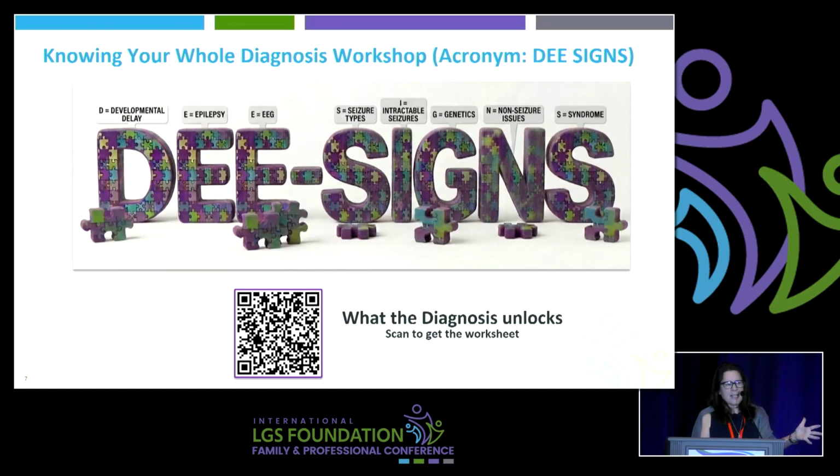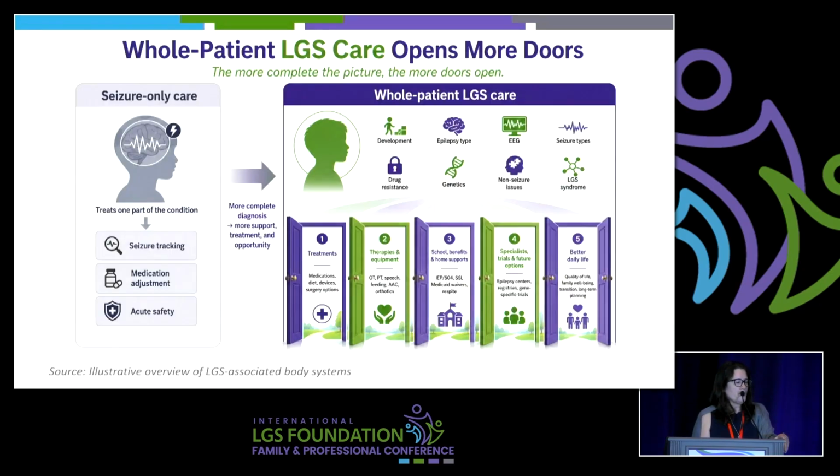And the first E is for epilepsy, the second E is for EEG, and then you've got seizure types, intractability of your epilepsy, genetics, syndrome is the last S, and the N is non-seizure issues. And we know that your loved ones can have 3, 4, 7, 10 non-seizure issues. So this is a complex picture we're painting, right? Good treatment now requires taking all of this into account, and all the non-seizure issues. And the sad reality is yes. But this is LGS. We can do hard things. So we're going to do what's best for our loved ones.